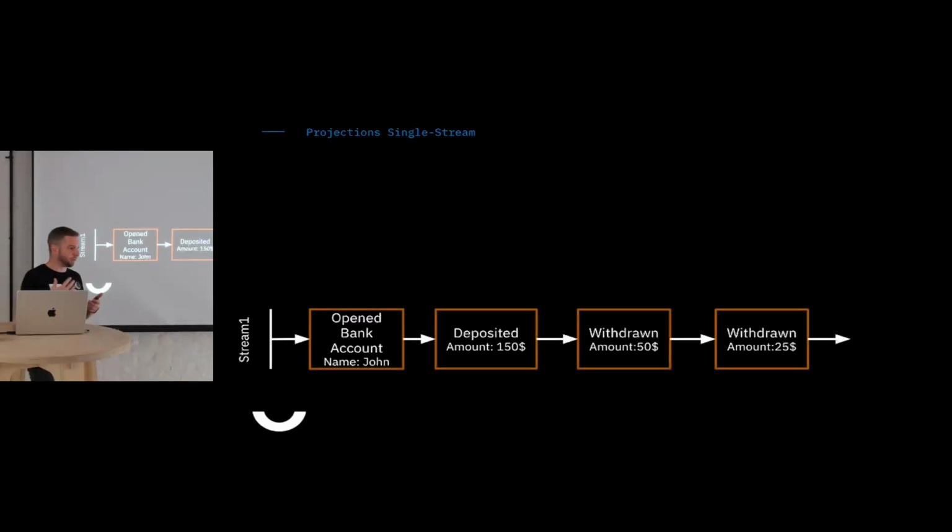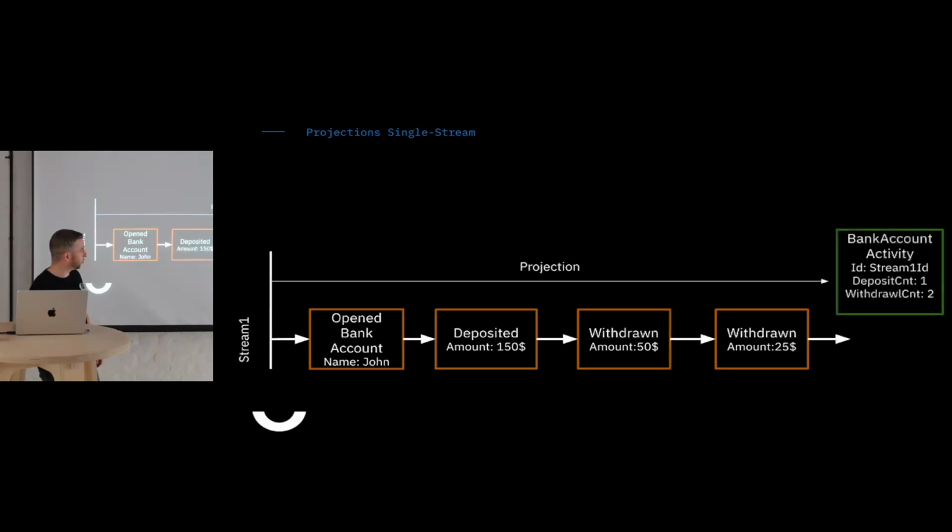Then there are two different types of projections. There is a single stream projection. If we assume one event stream, we can just focus on our one stream and maybe get some new insights. So we already were talking about it, so maybe we want to count the deposits and withdrawals.